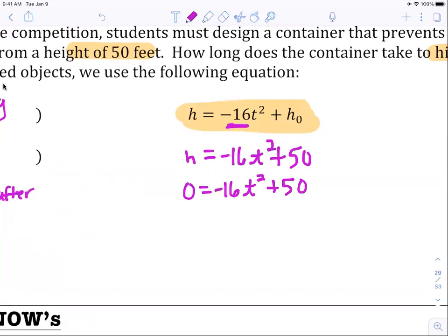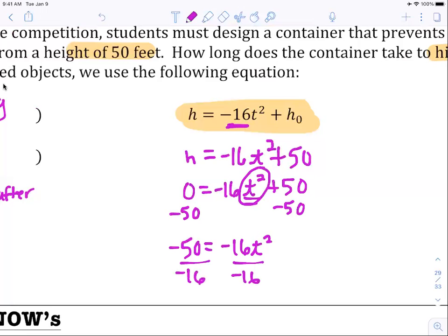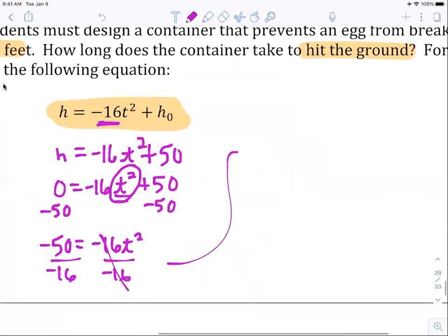To do that, all we have to recognize is that because we have a squared variable in here and no single variables, I can solve this using square roots. So my first step is to subtract 50 to the other side. I want to isolate this variable. We're going to be left with negative 50 equals negative 16t squared. We're going to divide both sides by negative 16 because, again, I want to get t alone.